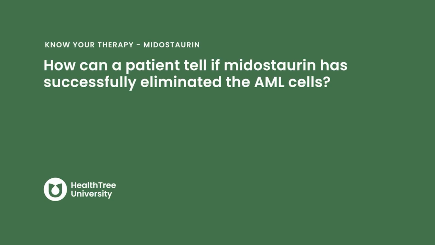How can a patient tell if midostaurin has successfully eliminated their AML cells? When you treat people with midostaurin, there are different ways to capture response. So, the basic response is whether they've achieved remission, meaning there are no more blasts in the bone marrow, and the person has recovered their white cells, red cells, and platelets. And there's no evidence of disease by sensitive tests such as flow cytometry.